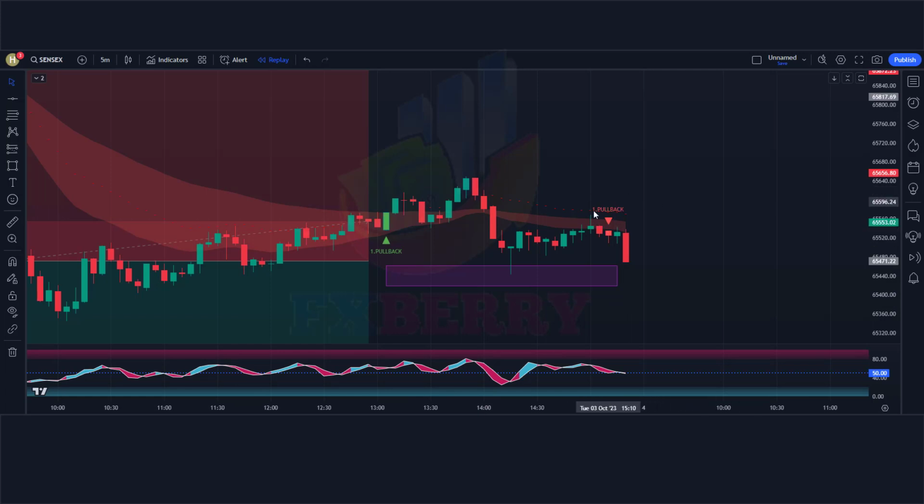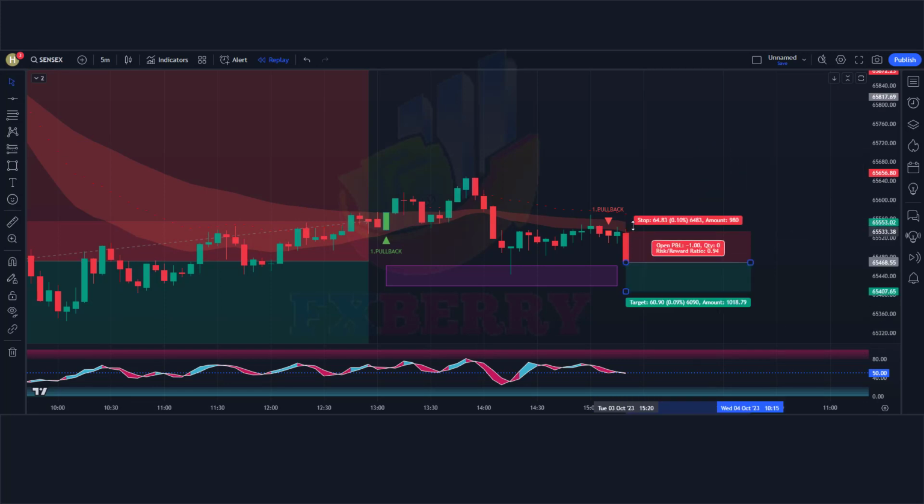Here the EMA pullback indicator gives us a bearish pullback signal. The market has made a bearish candle to give confirmation. The plot line of the Glow Node pullback oscillator indicator is below the 50 level. So all our conditions are being fulfilled, so we are placing an order to sell.